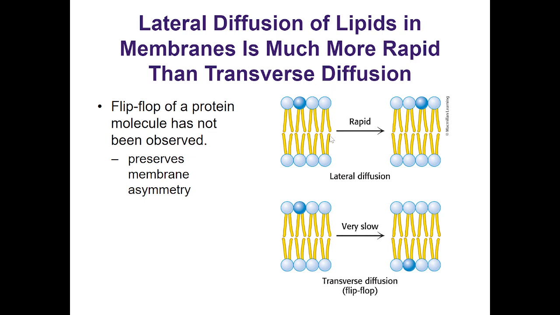Because to do this flip-flopping, you actually have to overcome all those hydrophilic and hydrophobic interactions, break all of them and flip-flop, right? It provides a very large barrier, okay? However, you can actually see this a little bit with the lipids, but again, it's very slow compared to lateral. Does anybody have any questions about that? Okay, everybody understands the flip-flopping or transverse diffusion versus lateral diffusion?